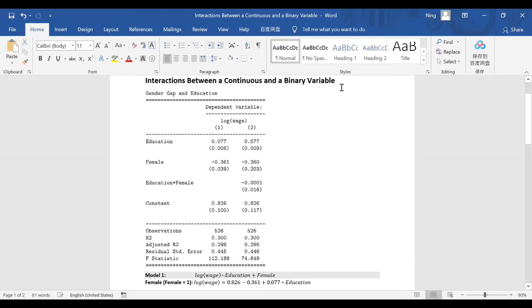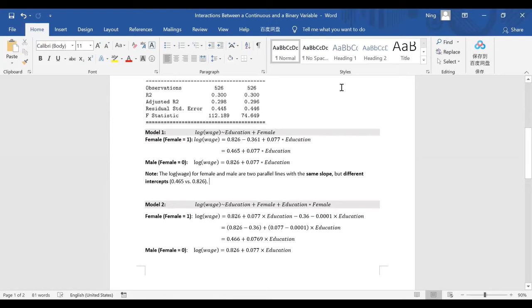The regression outputs for model 1 and model 2 are shown here. Based on the regression outputs, you can write the models that measure the log wage for female workers and male workers based on model 1 and model 2. Based on model 1, the log wage for female workers is equal to the intercept plus the coefficient for the female dummy times 1, because in this case the female dummy is equal to 1, plus the coefficient for education times education. Combining the relevant terms, we get the log wage is equal to 0.465 plus 0.077 times education.